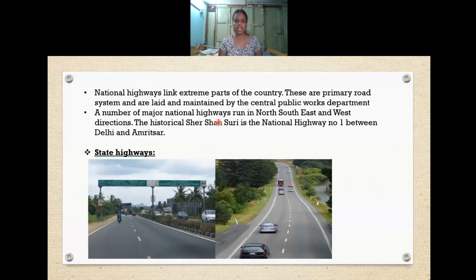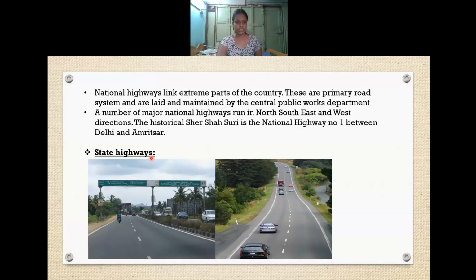The first national highway we have named after Sher Shah Suri. It is a historical national highway. It connects the cities Delhi and Amritsar. And National Highway 7 connects Varanasi and Kanyakumari. In between, some of the major cities are Jabalpur, Nagpur, Hyderabad, Bangalore and Madurai. Delhi and Mumbai are connected by National Highway number 8, and National Highway number 15 covers most of the Rajasthan parts in our country.